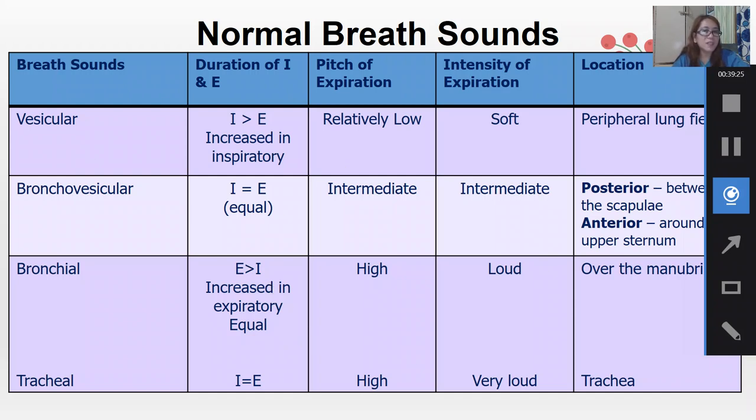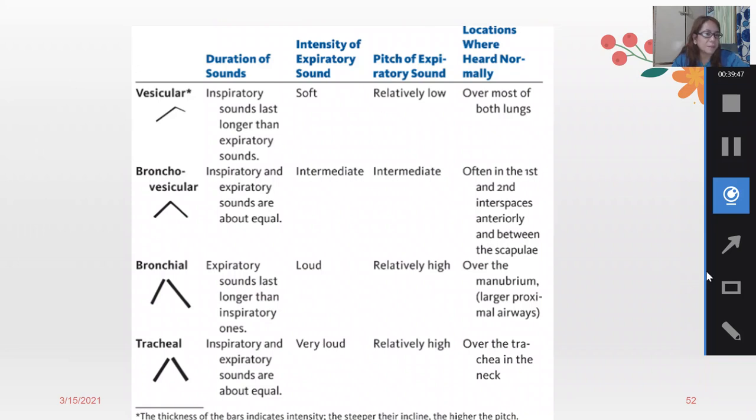The pitch is high, it is loud, and you can find it over the manubrium. Okay, over the manubrium, di ba? Bronchial or tracheal sounds. Okay, bronchial greater than or equal, ha? Sa tracheal kasi is very loud. Okay, so actually magkalapit lang sila or the same.